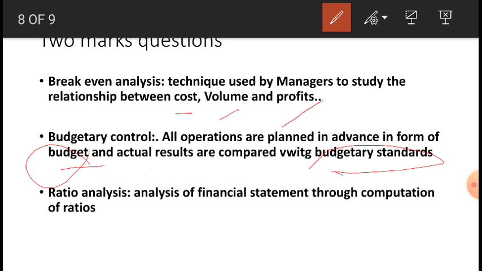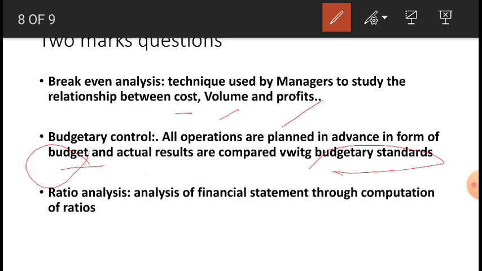See, every year we prepare a budget, no? You have heard this word budget. When you're going to buy something, they ask what is your budget. For example, your budget is 10 lakh. So that is a standard that you have set. Then actual results are compared with the budgetary standard, that is your 10 lakh.